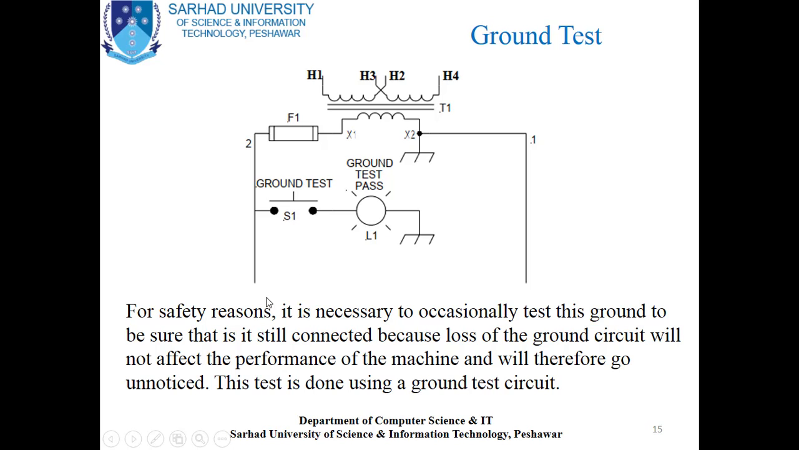For safety reasons, it is necessary to occasionally test this ground to be sure that it is still connected, because loss of the ground circuit will not affect the performance of the machine and will therefore go unnoticed. This test is done using a ground test circuit. So this is the ground test circuit you can also use in programming, and here you can see the physical diagram of the ground test. So this is all about today's lecture.